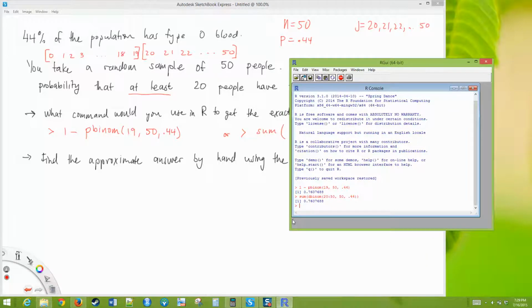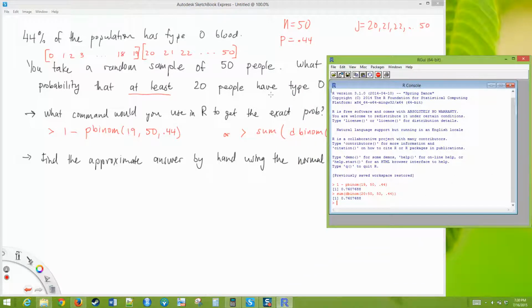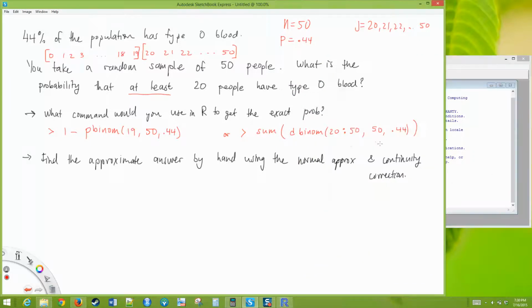So you wouldn't say like 19.5? No, because with R, we can do the binomial distribution exactly. And if you're using the binomial to calculate the binomial, there's no continuity correction. The only time you do the continuity correction, that plus or minus 0.5, is when you're trying to approximate the binomial with the normal. For everything else, you don't do a plus or minus 0.5.